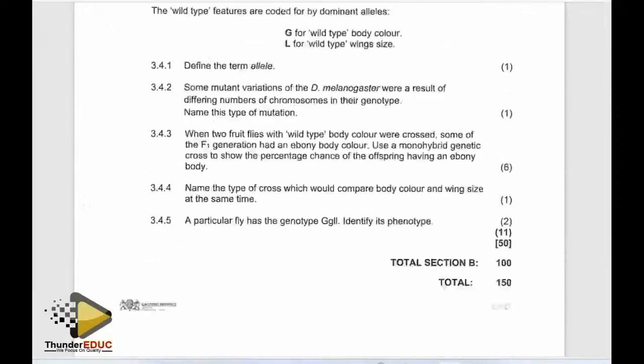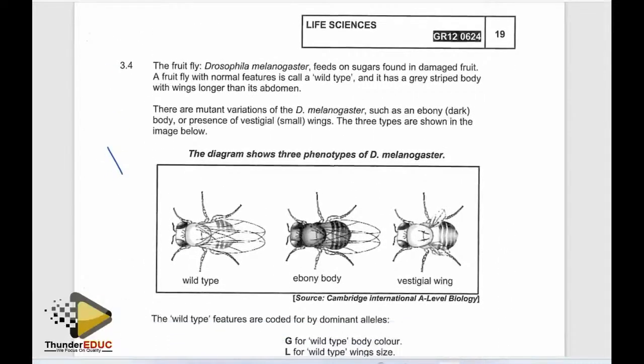Let's go to the last question. Drosophila melanogaster feeds on sugar. We call them the fruit flies, yes, fruit flies.